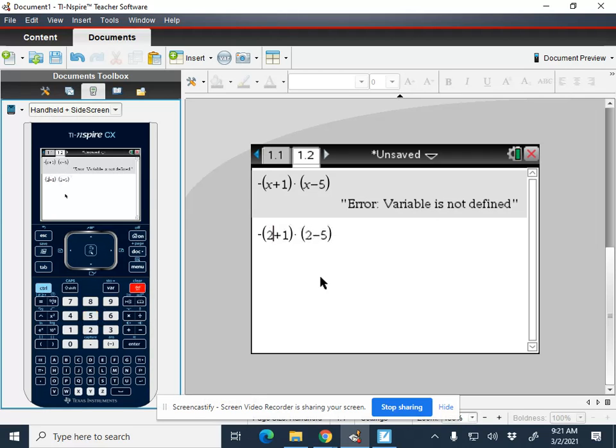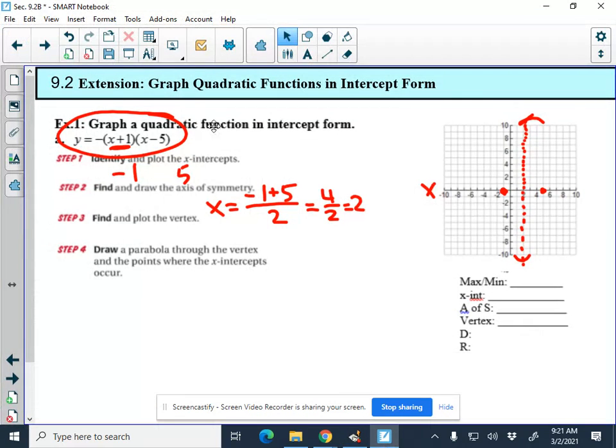So in both of those places, I'm going to put in a 2. And then it does it for me. It says it's at 9. So when I put in 2, what comes out of the equation is 9. How did everybody do? Did you get the 9?